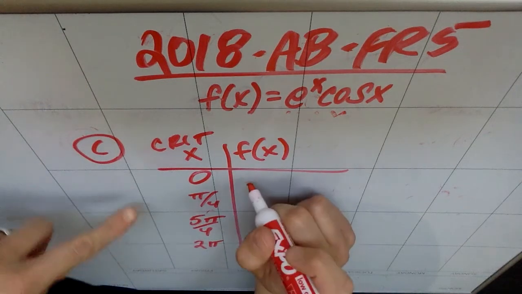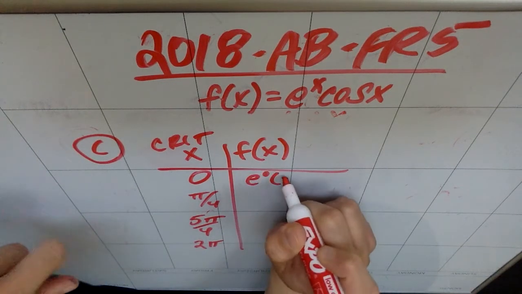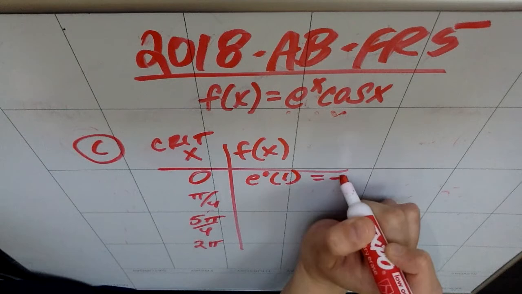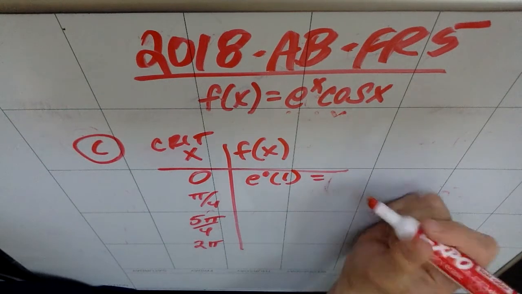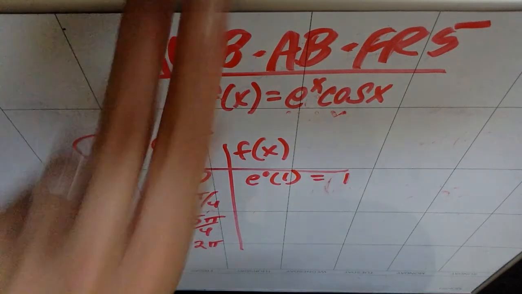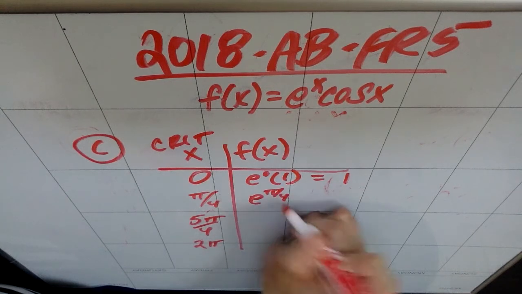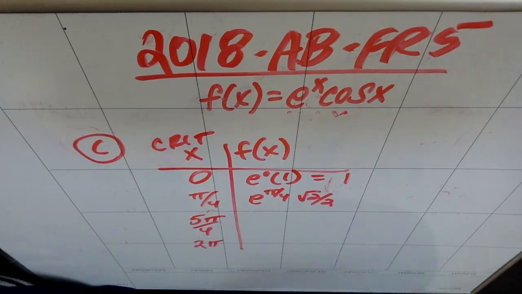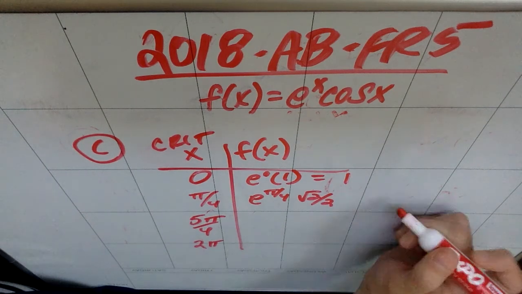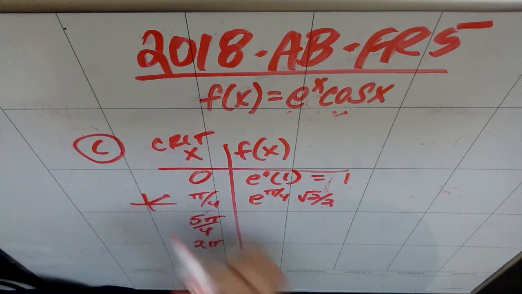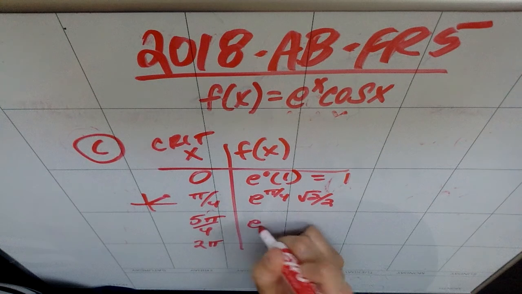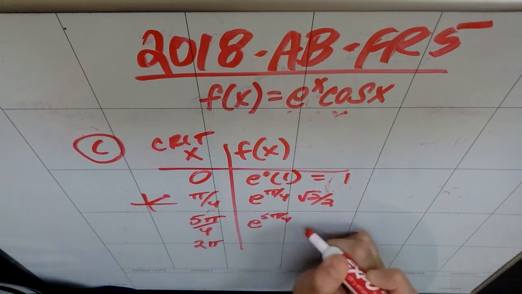When we plug in 0, we get e to the 0 times the cosine of 0, which is a 1. So I just get e to the 0, which is 1. Great, cool. When I plug in pi over 4, I get e to the pi over 4 times root 2 over 2, and I'm going to leave it like that and figure it out in a second. When I plug in 5 pi over 4, I get e to the 5 pi over 4 times negative root 2 over 2.